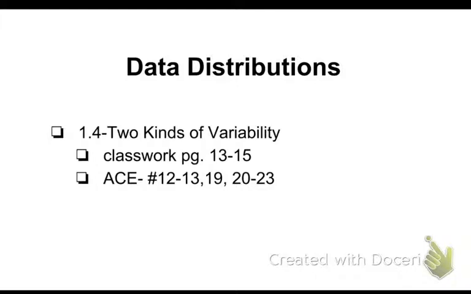Today I'm here to teach you about two kinds of variability. This is from our data distributions lesson 1.4. Your classwork today is going to be on 13 through 15, then 12 through 13, 19, and 20 through 23. Alright, ladies and gentlemen, let's get started.